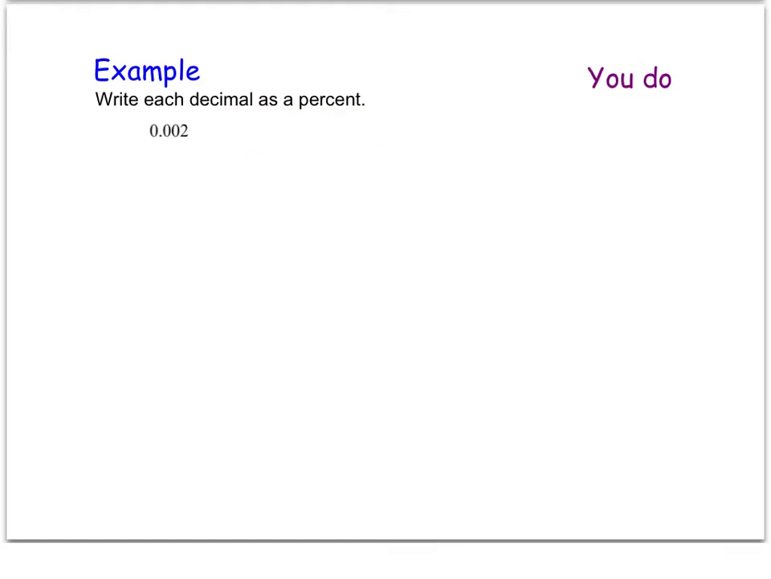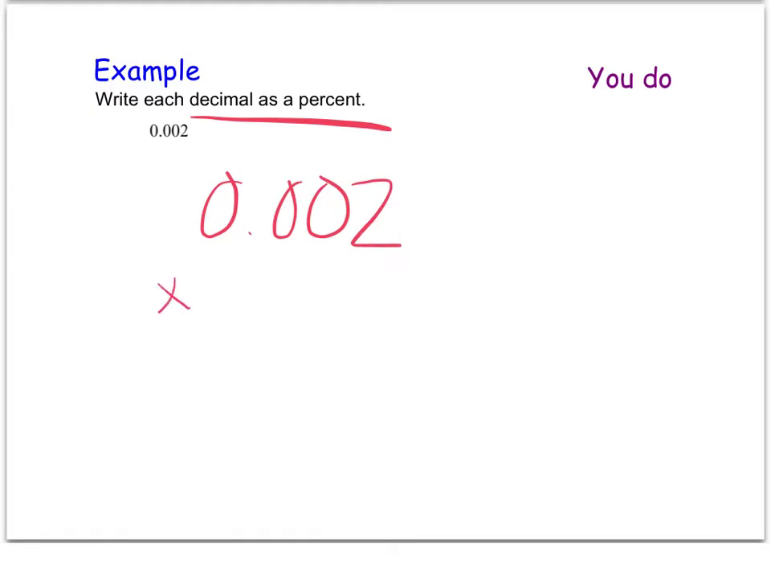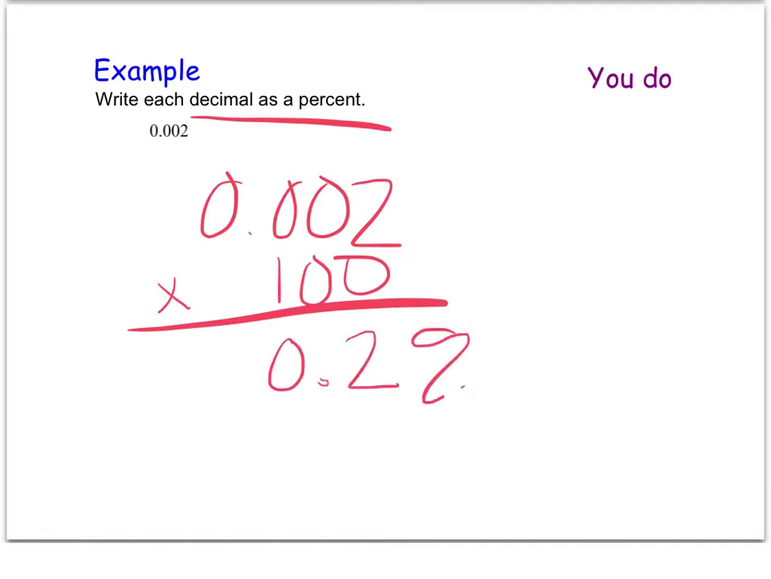And you do this one and try it as best you can. Replay me when you're ready for the answer. So we're writing a decimal as a percent, so we do 0.002 times 100. And when I multiply that by 100, I get 0.2. Add your percent sign: 0.2%.